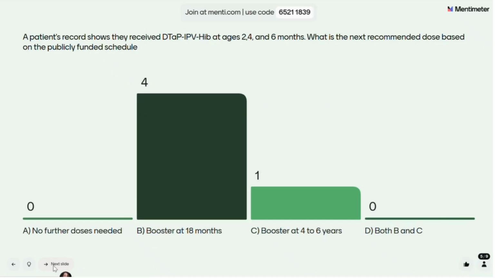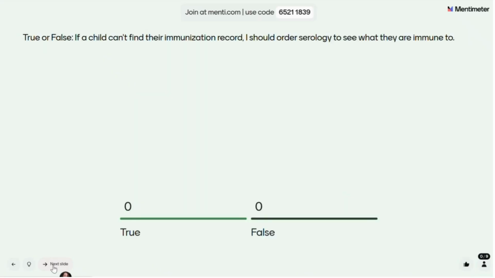And we'll move on to the next slide. True or false? If a child can't find their immunization record, I should order serology to see what they are immune to. True or false?